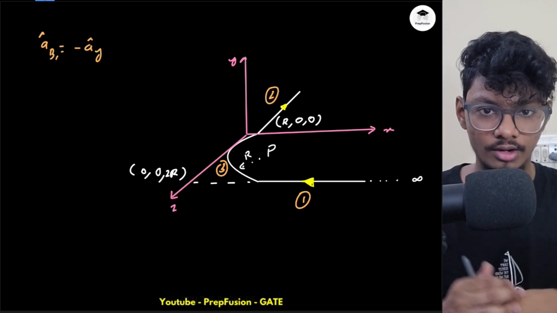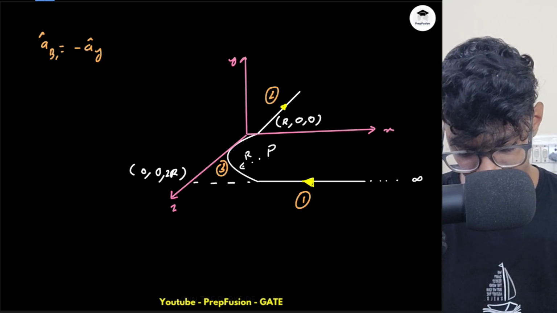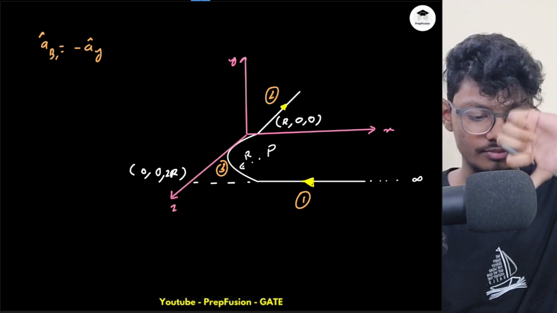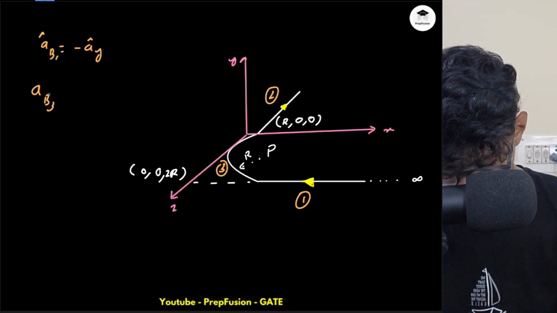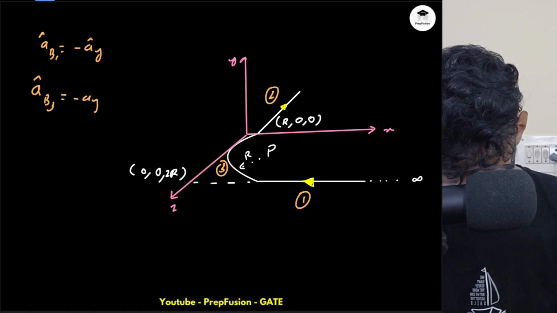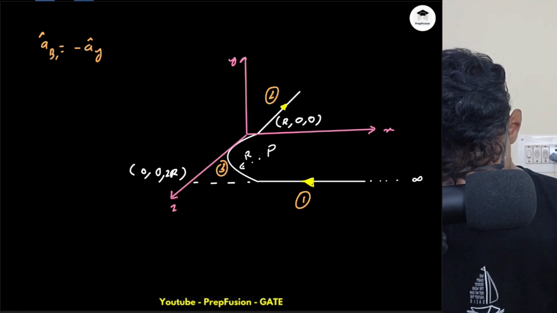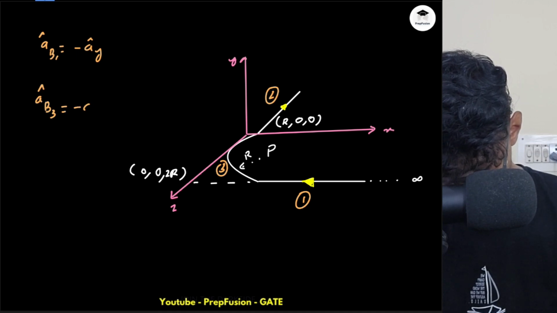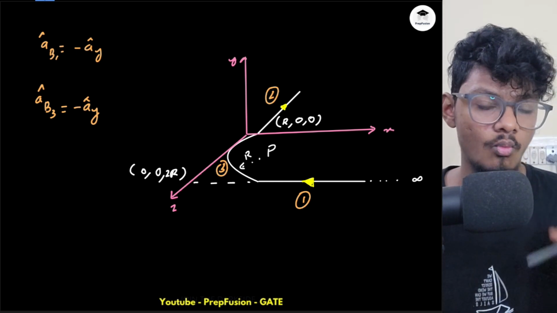Due to the second, this is a loop, so I will curl my fingers along the current direction. Current direction is in this direction. So I'll curl my fingers, then I am observing my thumb is pointing in the minus y cap direction. So B3 will be in the minus y cap direction. Okay, just let me write this properly.